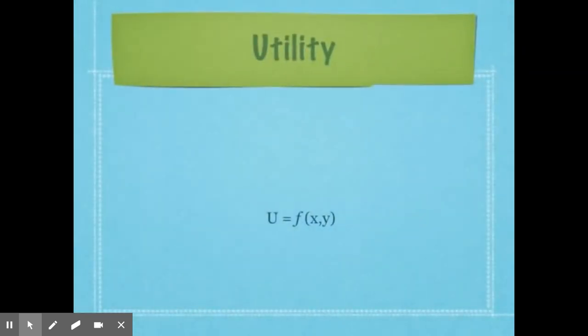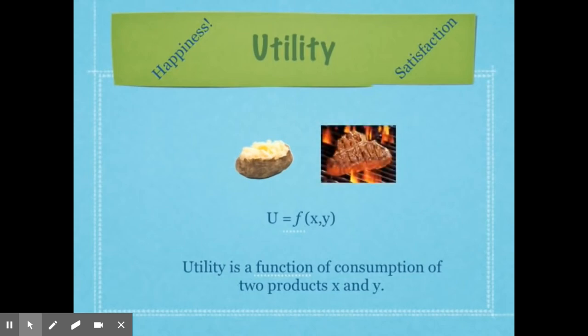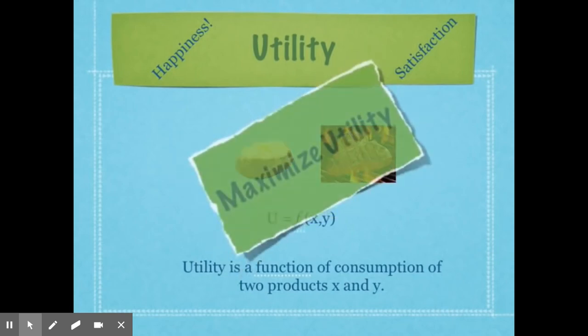We often talk about utility, and by utility I mean happiness and satisfaction. This equation is read as utility is equal to the function of x and y. Utility is a function of consumption of two products, x and y. In this case, x will be potatoes and y will be steak. I've always had a hard time just talking about products x and y. And we want to maximize utility.